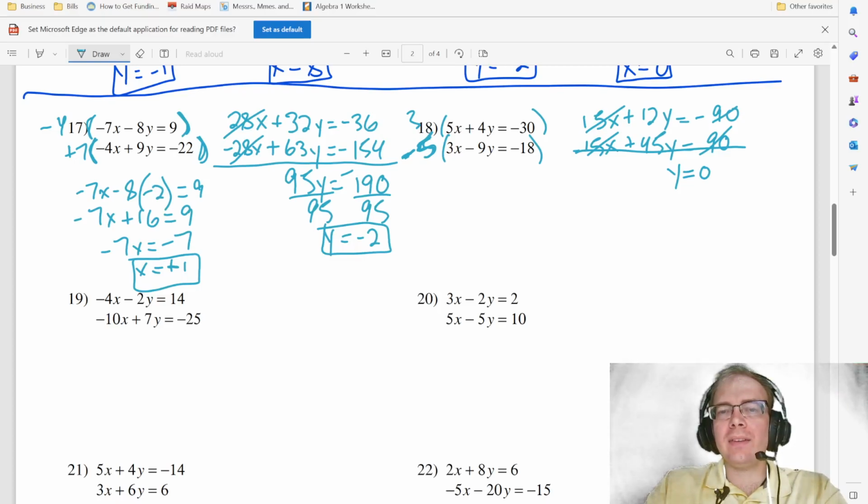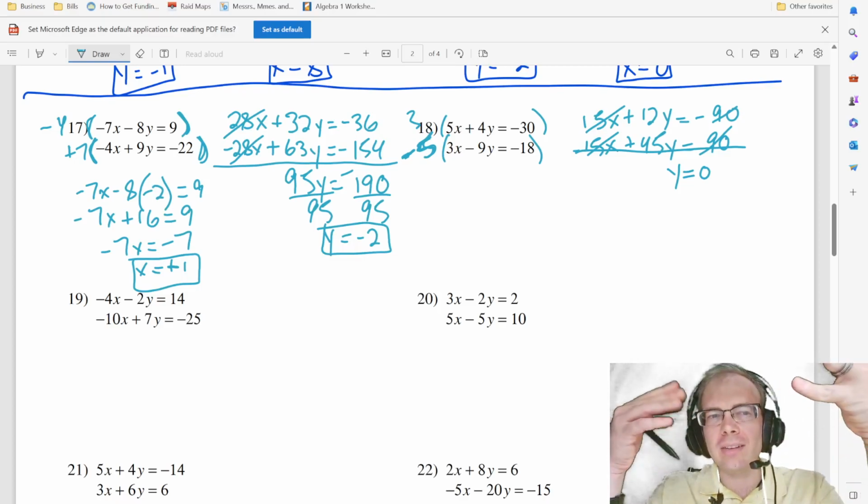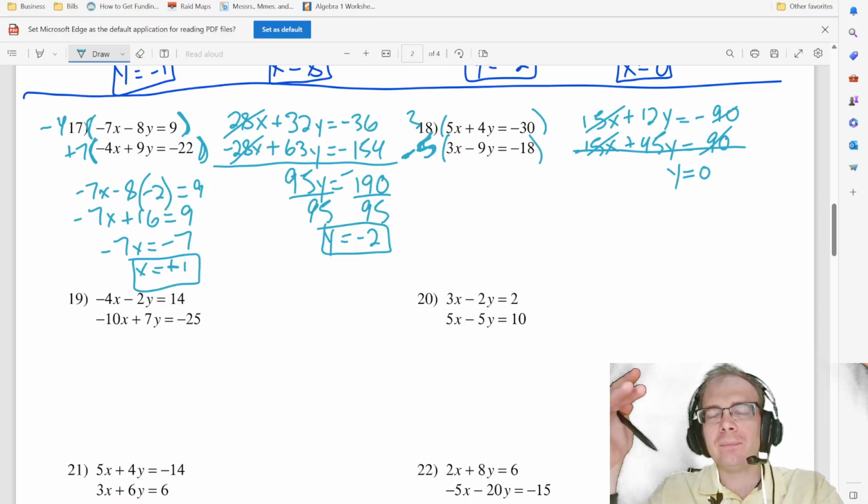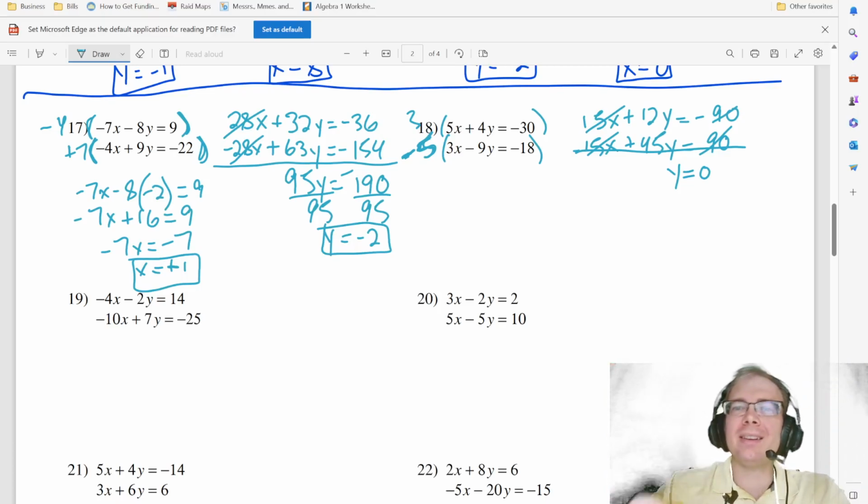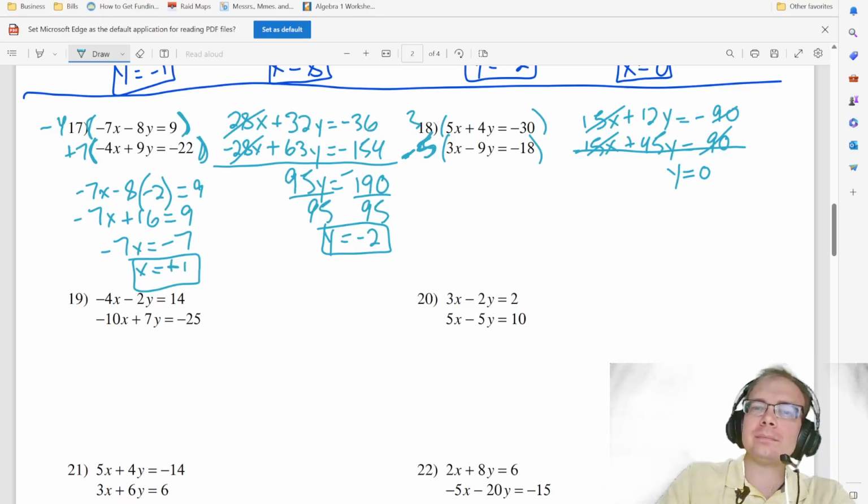Oh, you know what I just realized? I could have divided the second equation by 3. I didn't even think to look because I was expecting it to happen again. But I can divide this by 3. Let me go ahead and do that now. Could have made my life a little easier maybe. I don't know. It's already solved for y, so it's all good.